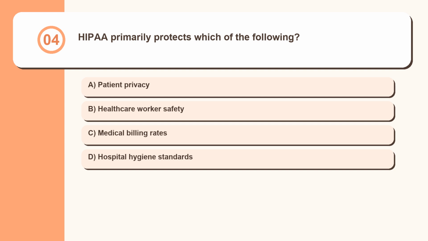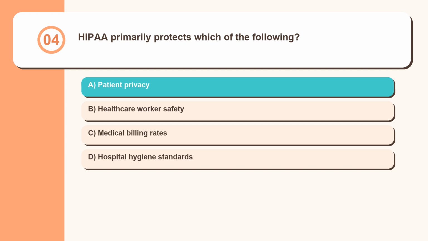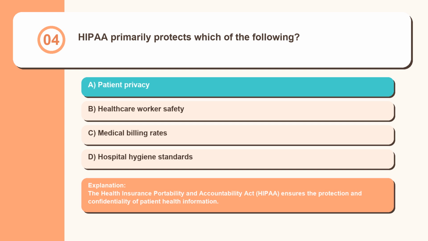Question 4. HIPAA primarily protects which of the following? Patient privacy, healthcare worker safety, medical billing rates, hospital hygiene standards. The Health Insurance Portability and Accountability Act, HIPAA, ensures the protection and confidentiality of patient health information.